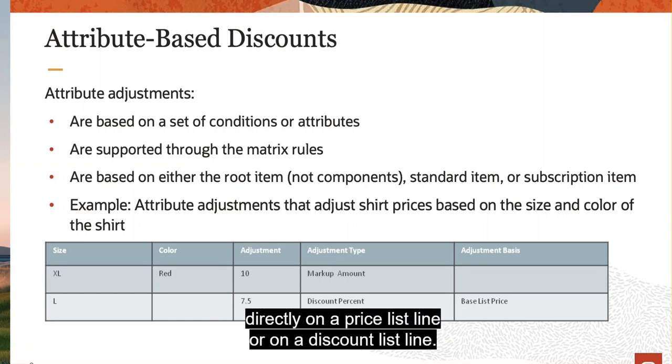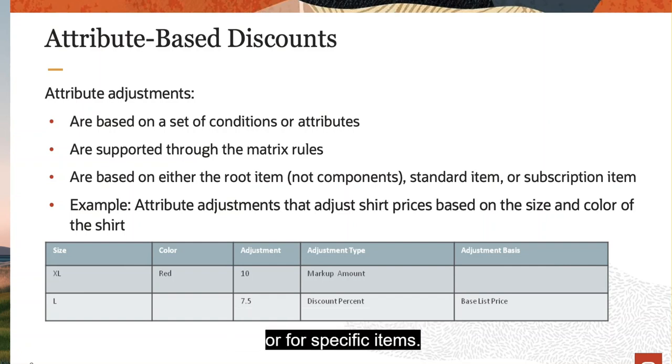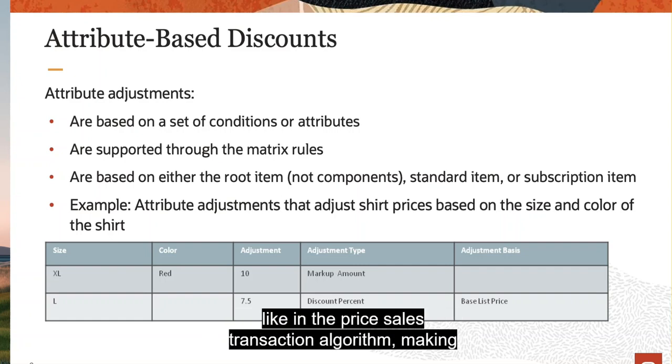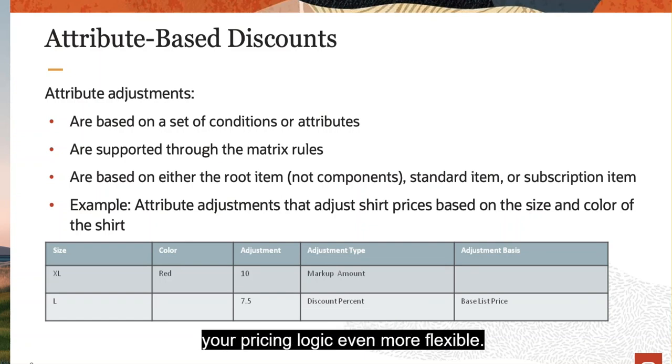You can reference these item attributes in a pricing matrix, directly on a price list line, or on a discount list line. Attribute-based discounts can be set up at the all items level or for specific items. As a tip, you can also use item attributes within pricing algorithms, like in the price sales transaction algorithm, making your pricing logic even more flexible.